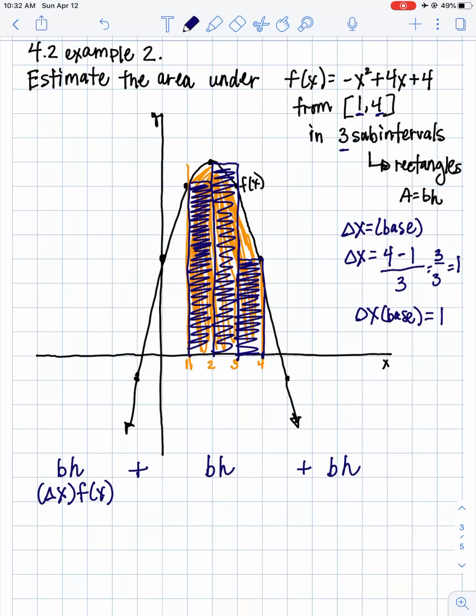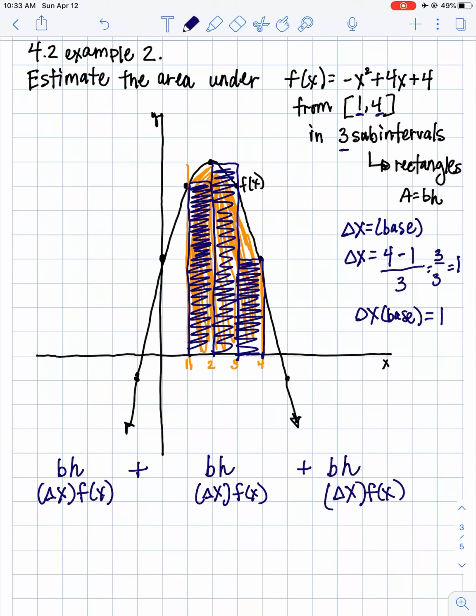If you're using my Math Lab's Help Me Solve, they call the base, like I said, delta x times a particular f of x value, plus another delta x times another f of x value, and then another delta x, because your base is delta x, I explained that several times, times another f of x.